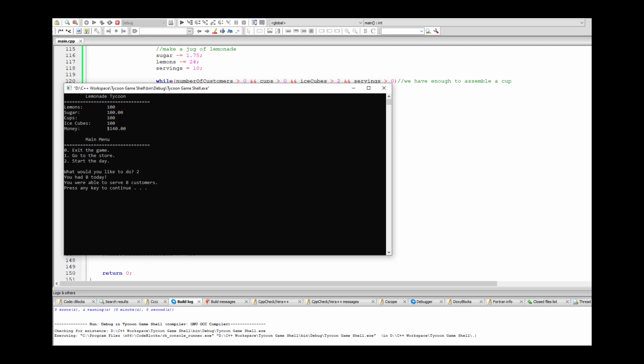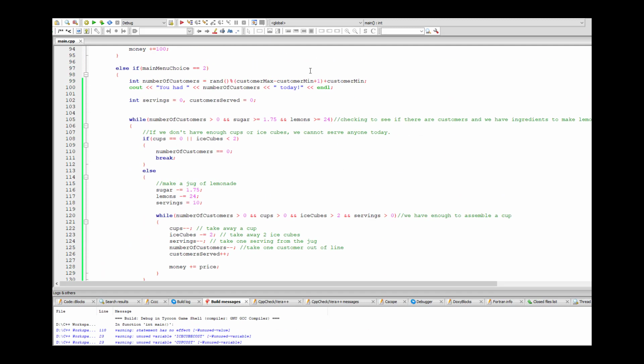All 8. Okay, so what should happen? Our money should go up by $12, right, for serving 8 customers because we've got $1.50 each, right? Our lemons should have gone down by 24, so this should go to 76. Yeah, sugar went down by 1.75. Now we lost 8 cups and 16 ice cubes. So yeah, looks like everything is working. All right.